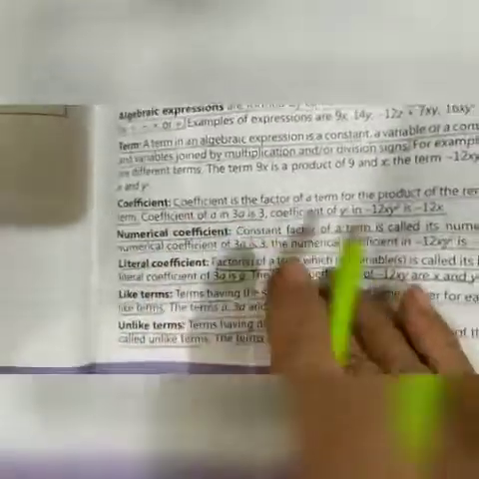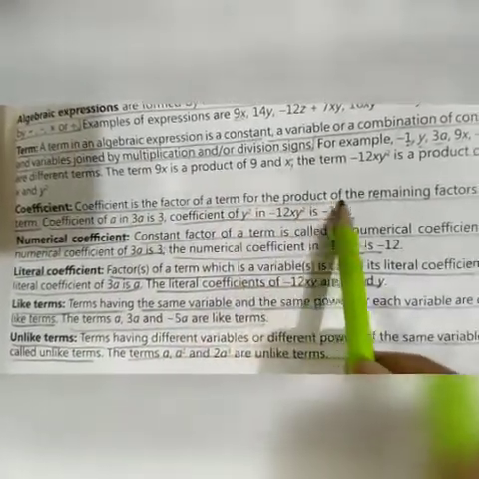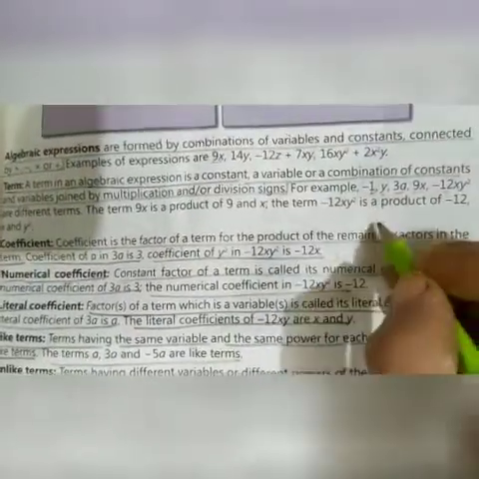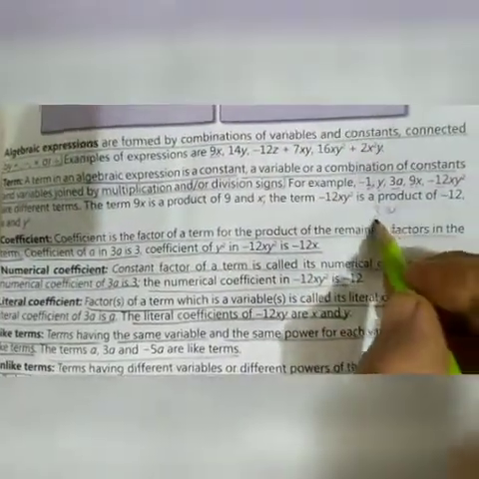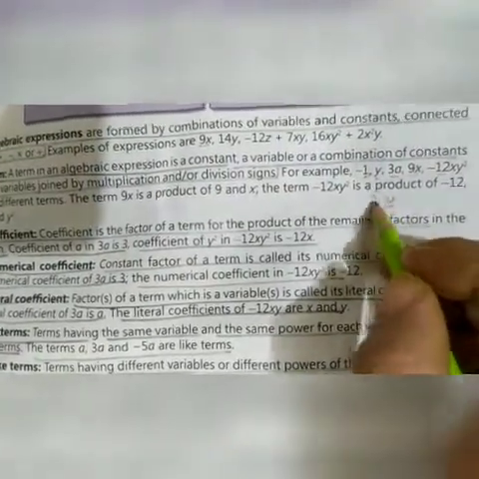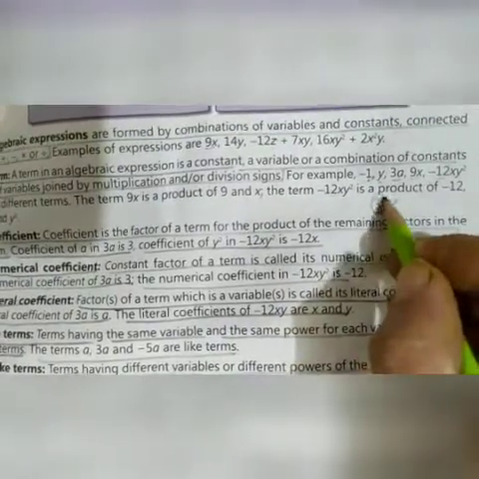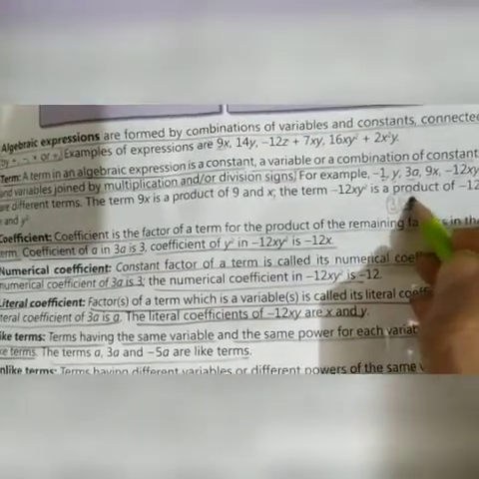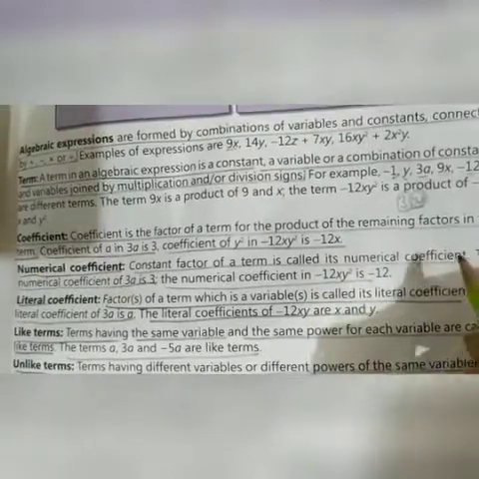Then the next definition is coefficient. What is coefficient? Coefficient is the factor of a term for the product of the remaining factors in that term. Coefficient of a in 3a. See, if the term given is 3a, in this 3a, what is the coefficient of a? The coefficient of a is this 3. This numerical value is known as the coefficient, and these alphabetical letters are known as literal coefficients.